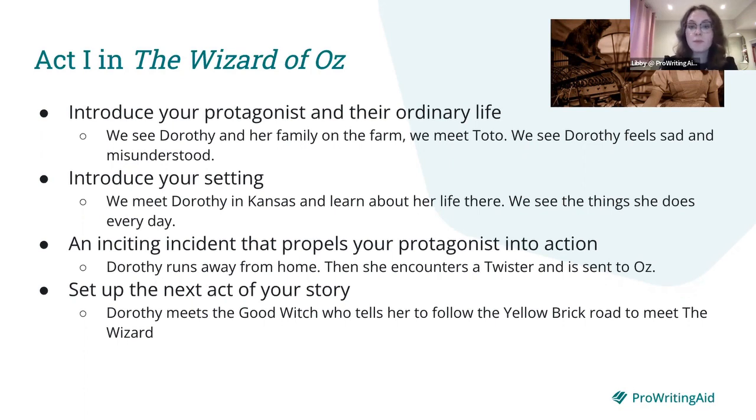Dorothy runs away from home, and the reader's able to understand that because of how we're introduced to her and how she interacts with her setting. She then encounters a twister and is sent to Oz, as we all know, and that is the incident that propels our protagonist into action. And then setting up the next act, Dorothy meets the good witch who tells her that she needs to follow the yellow brick road to meet the wizard, and that is how we are propelled into Act 2 of The Wizard of Oz. So that is the teaching content that I've got for you today.